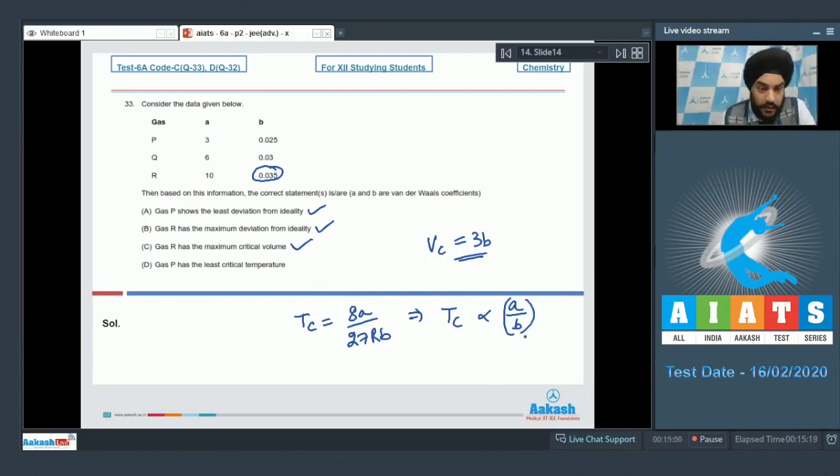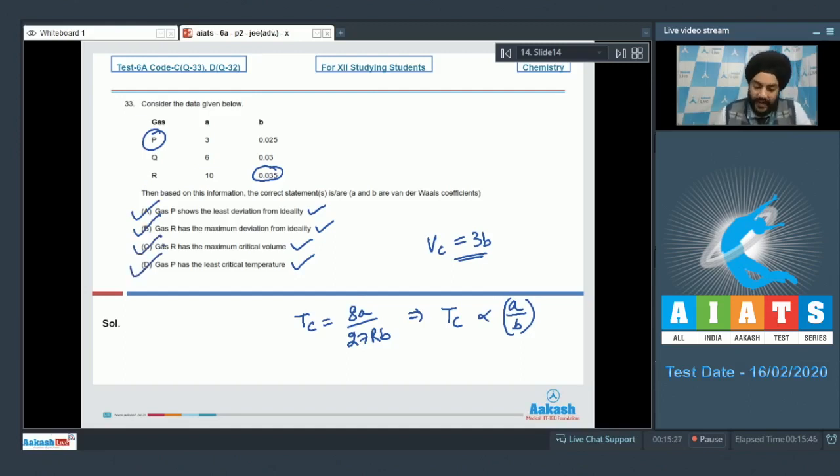If we talk about these three given gases, students, we can clearly see that the value of A by B has to be the least for gas P. So gas P has the least value of A by B, and as a result it has the least critical temperature. So the fourth statement is also correct, students. For this question we have to mark all of these given statements as the answer.